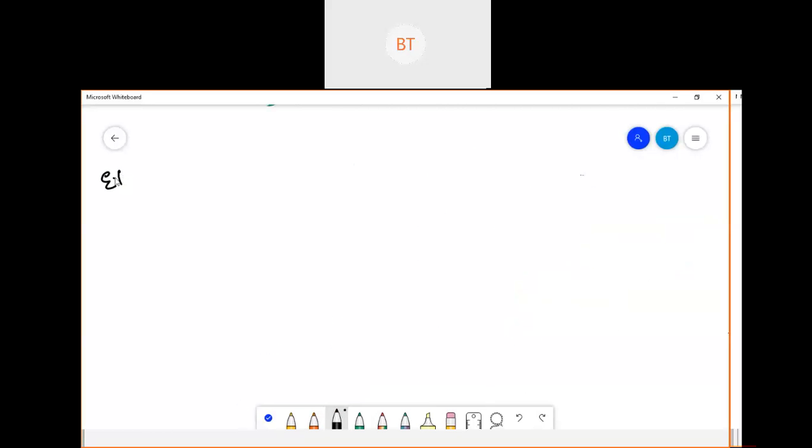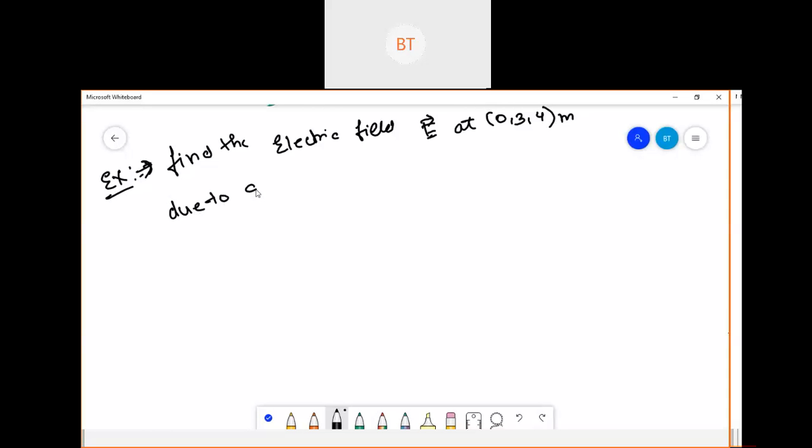So let's suppose we are going to solve one question here. The question is like this: find the electric field E at (0, 3, 4) due to a point charge Q equal to 0.5 microcoulomb placed at the origin.